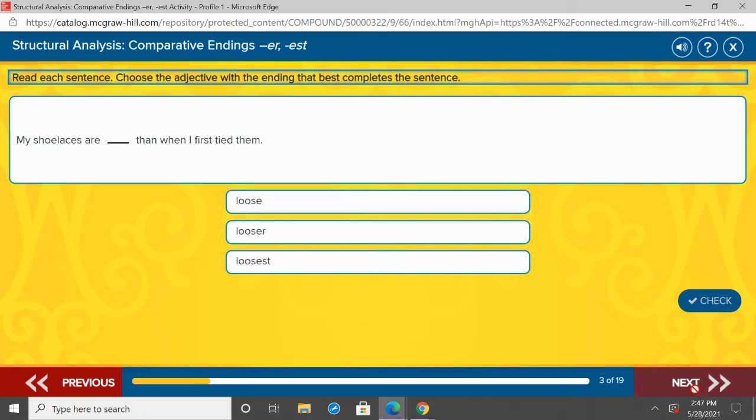My shoelaces are blank than when I first tied them. So we're going to use the word loose. My shoelaces are blank than when I first tied them. So we're comparing the shoelaces to when you first tied them to now. So we're only comparing two different times. So we're going to use ER.